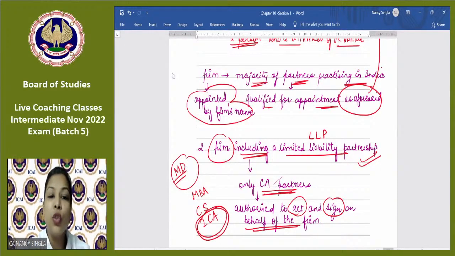Okay? So subsection 2 here clarifies that if a firm, including the limited liability partnership, is appointed as the auditor of a company, then only the CA partner is authorized to act and sign on behalf of the firm. Clear? So eligibility qualification we have covered in subsection 1 and subsection 2 of section 141.